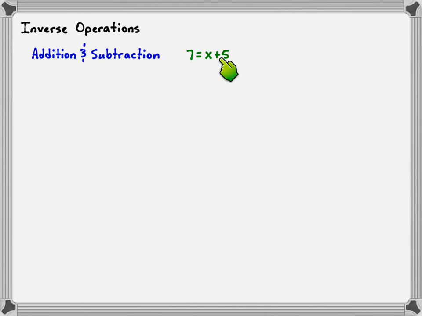I'm going to subtract 5. Why? Because your teacher told you? No, because we were adding 5 to x, and so to get rid of adding by 5, we are going to subtract 5 because those are inverse operations. Now, obviously, we're going to get 2 out of that.